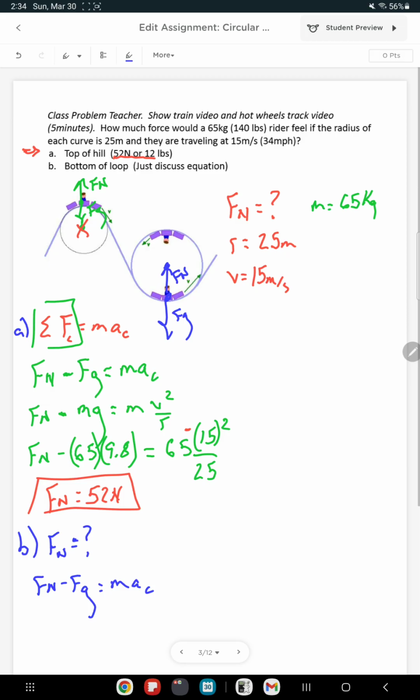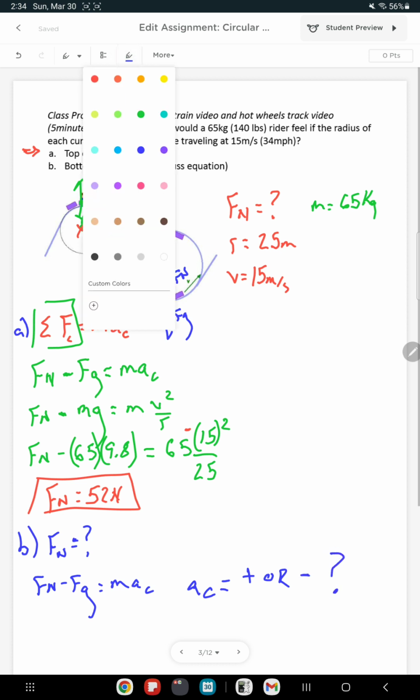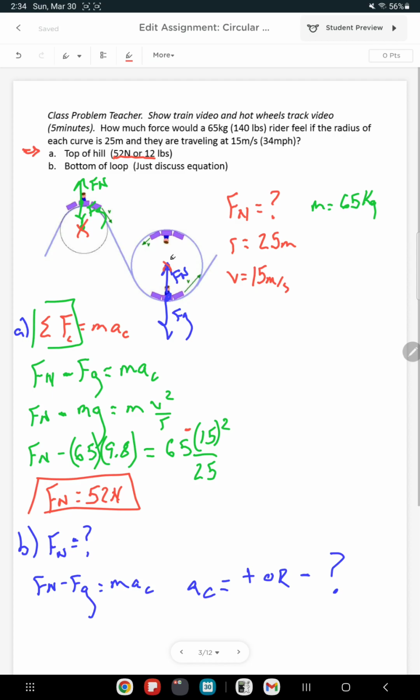AC, again, is V squared over R. And we got to ask ourselves, which way is AC? So is AC positive or negative? That's the question right now. Well, you just look at the picture. The center of the circle is above us. So AC is going to be positive for this one.